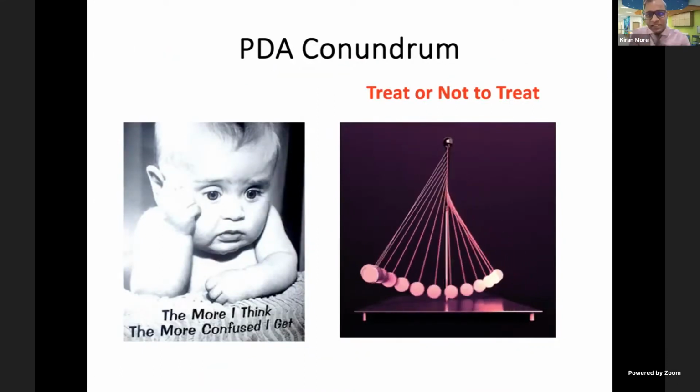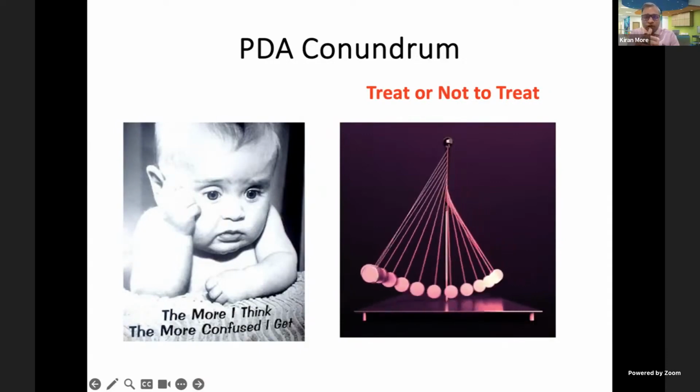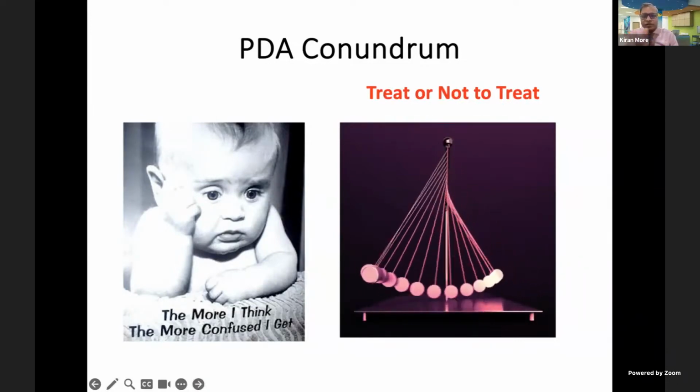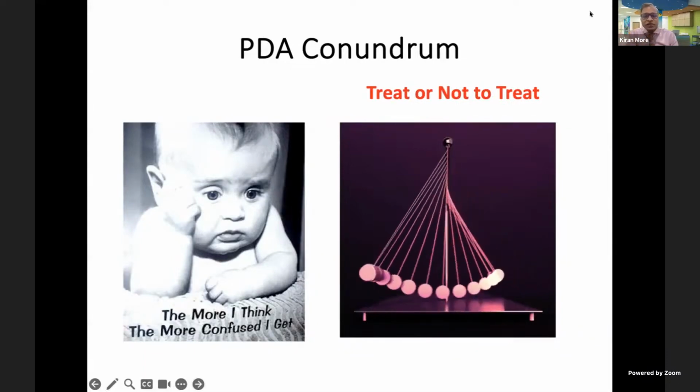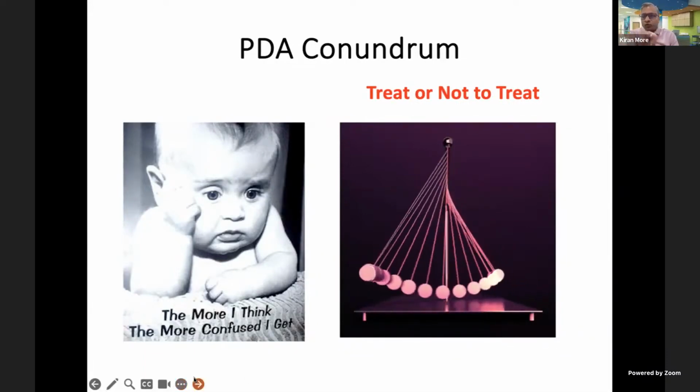Conundrum is like a puzzle. So basically, to treat or not to treat has been a dilemma for the last many years, and the pendulum is swinging from aggressive treatment to completely no treatment to maybe selective treatment. And we are debating which is the correct way, and most of us have figured out some middle way which works for them.